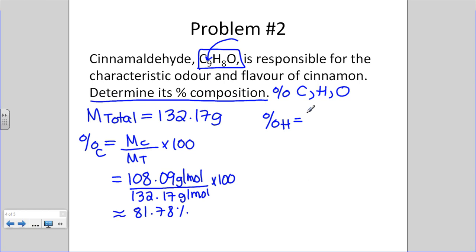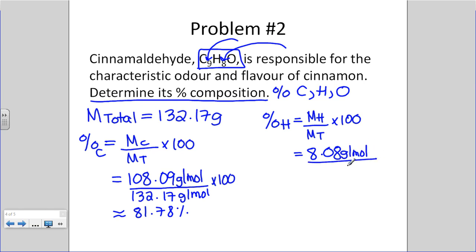All right, so same idea, we'll set it up. You want the molar mass of all the hydrogens divided by the molar mass of the whole sample, and we're going to multiply that by 100. So when we look here, there are 8 hydrogens. So 8 times 1.01, its molar mass will be 8.08 grams per mole.